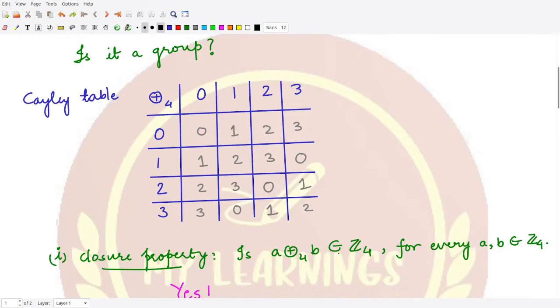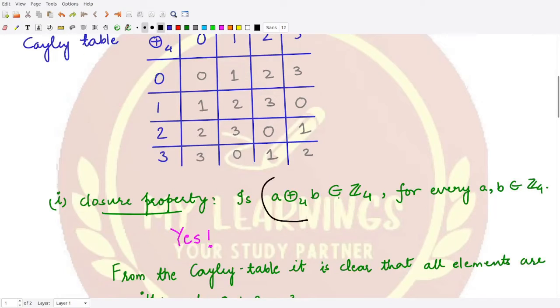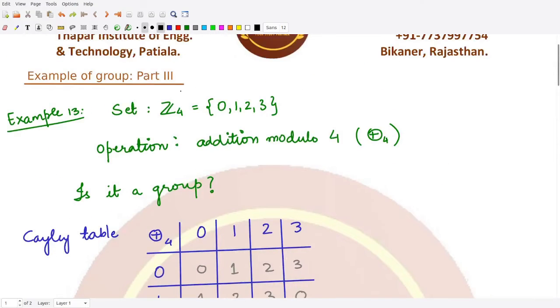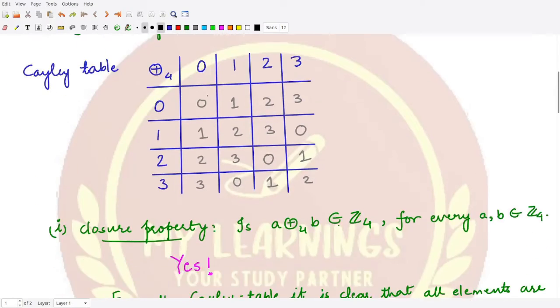The closure property says that when you apply this operation on the elements of the given set, the result should also belong to this set. In this case the result is just either 0 or 1 or 2 or 3. That means all the elements that we obtain as the result are members of this set only. Therefore the closure property holds in this case.